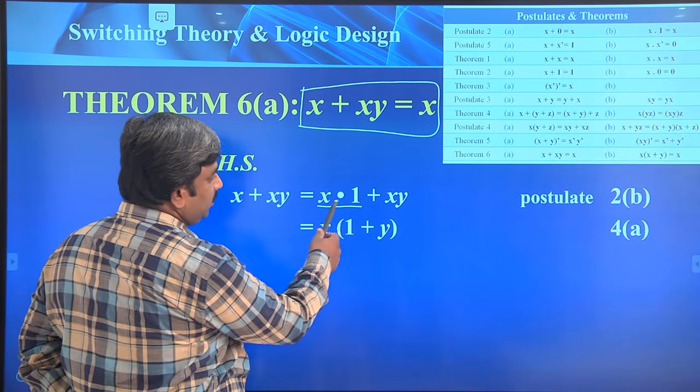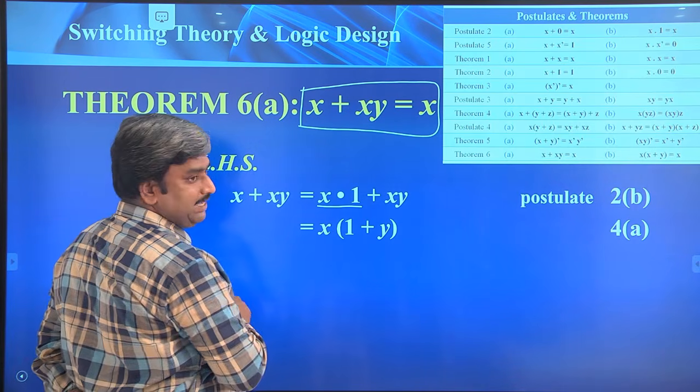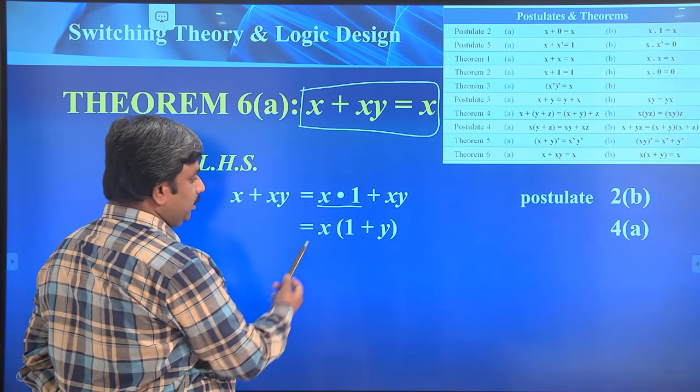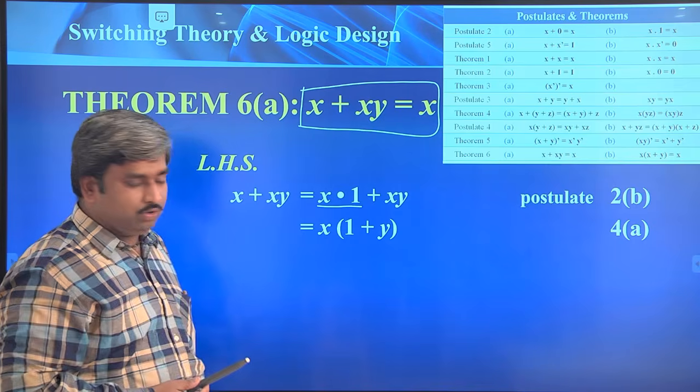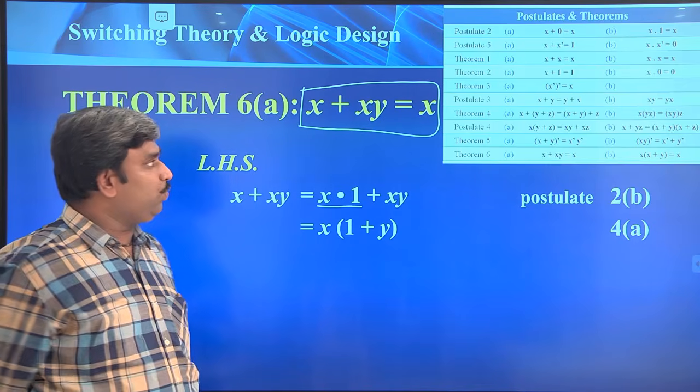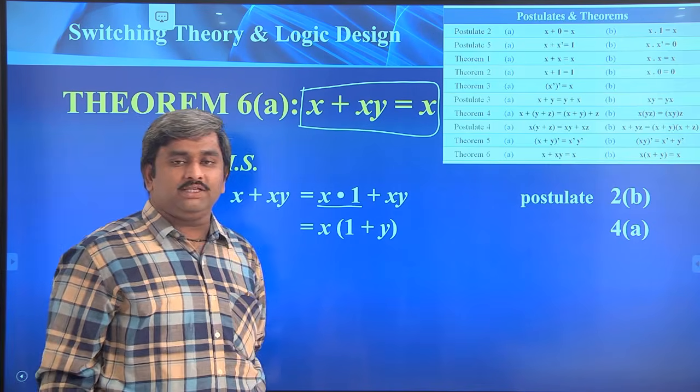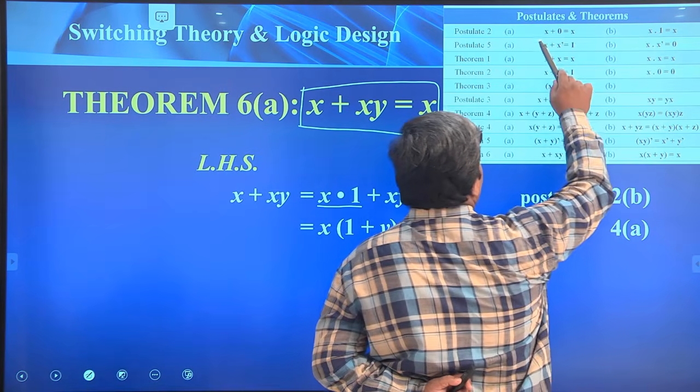Next, in this I have taken x as common. After taking x common, 1 plus y is the remaining value. So here we have 1 plus y. So coming to here, 1 plus y.